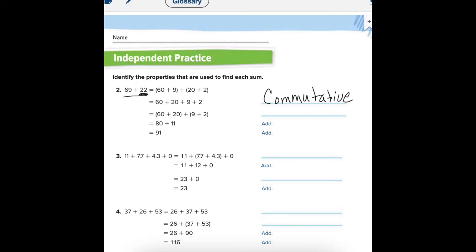All right, next one. We have 60 plus 40 plus 9 plus 2, which they just changed the order of the addition to add all the big numbers first. They changed it from big to little. So when you change the order, it's associative. Now, did you notice that there's no parentheses around this one? And that's okay. Most of the time, associative has parentheses, but this time they didn't.